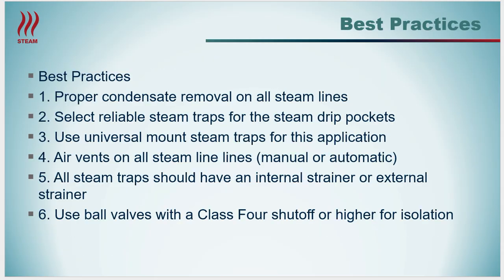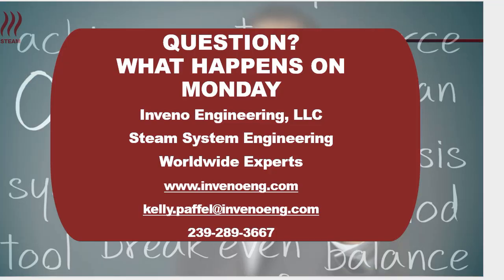Best practices. Proper condensate removal on steam lines. Select reliable steam traps for drip leg pockets. Use universal mount steam traps for this application. Air vents on all steam lines. Steam traps should have an internal strainer or external strainer, and use ball valves with Class 4 shutoff. The question is, what happens on Monday? To improve the steam system operation, change must occur.